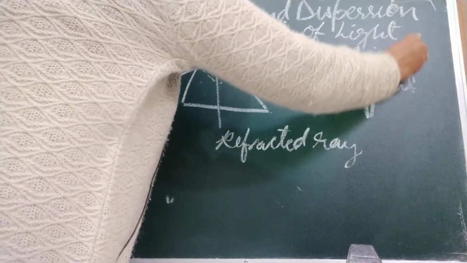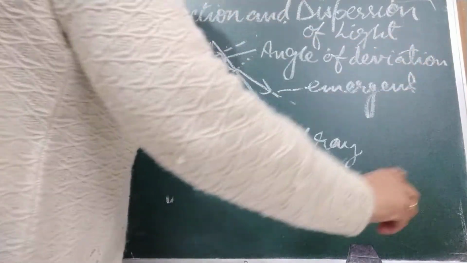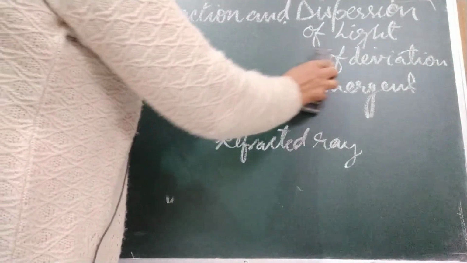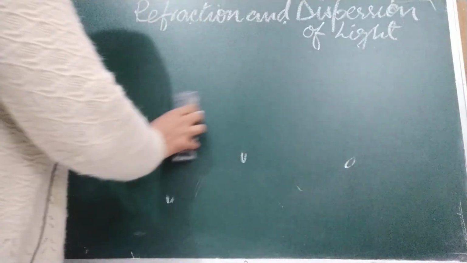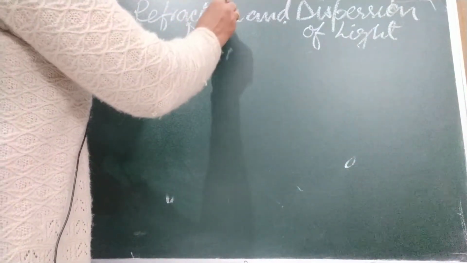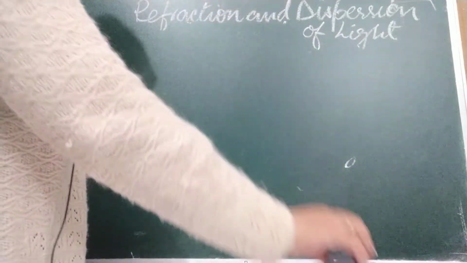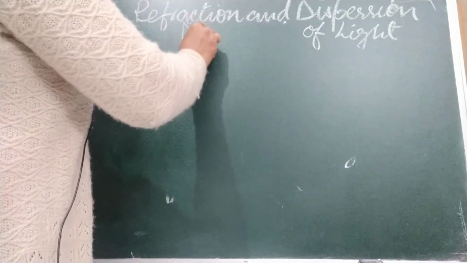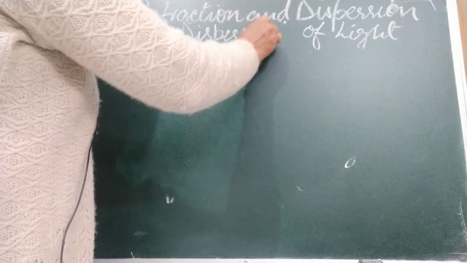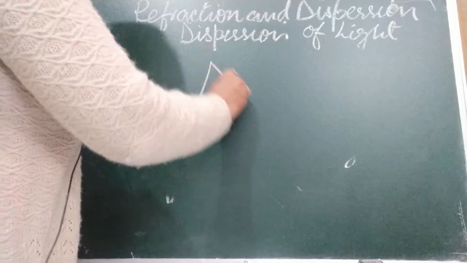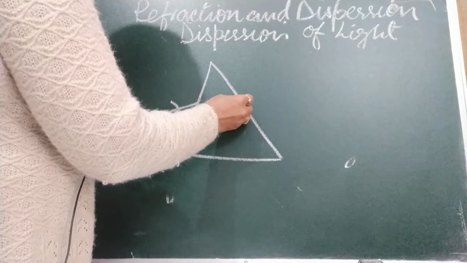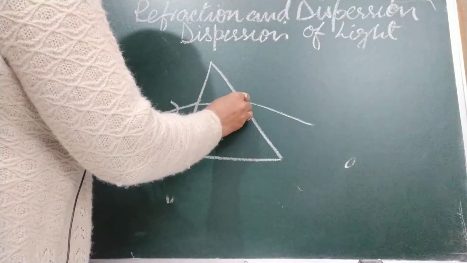Angle of deviation. Now children, what is dispersion? It is related with this deviation, angle of deviation. Dispersion: children, when white ray, or we say sunlight, passes through the prism, it is split into 7 colors.